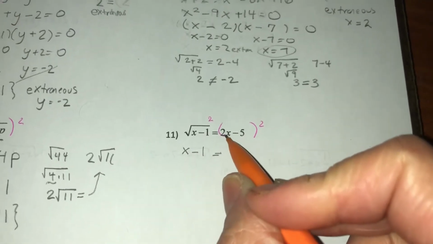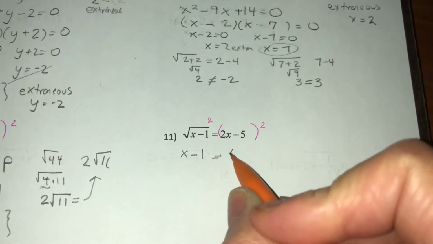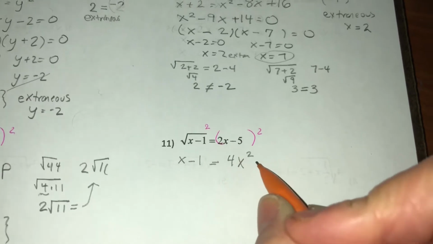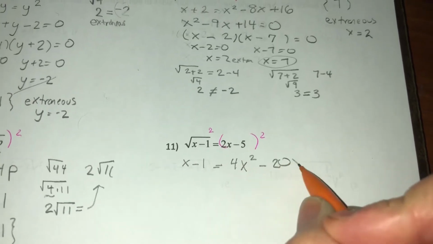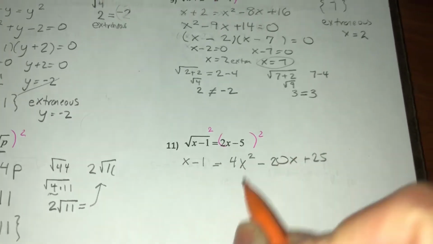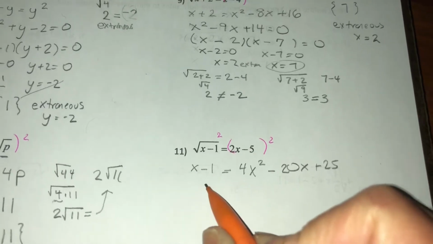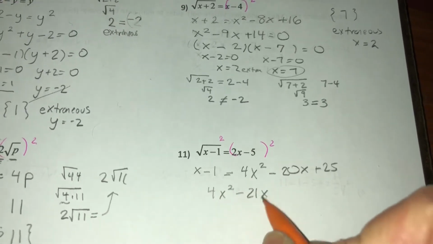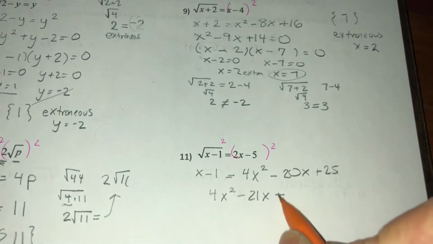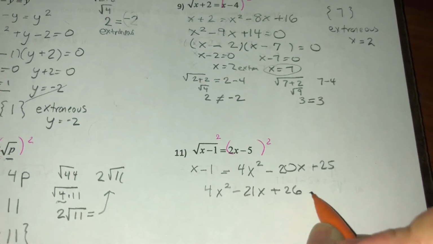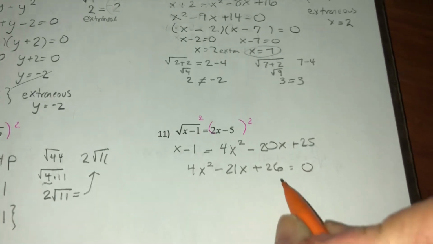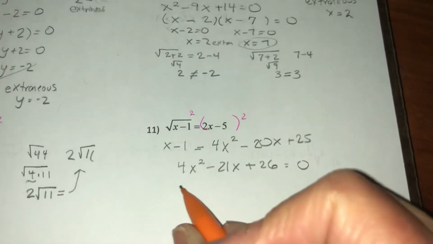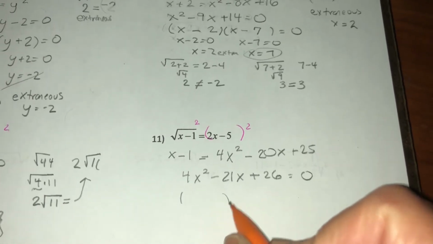And then if we square 2x minus 5, we get 4x squared, and then twice 10x, which would be minus 20x, and then plus 25. All right, so let's bring everything over to the right. So we get 4x squared, and then minus 21x, and then plus 26, and it equals 0. So we have a 4 and a 26. We don't have anything we can factor out there.